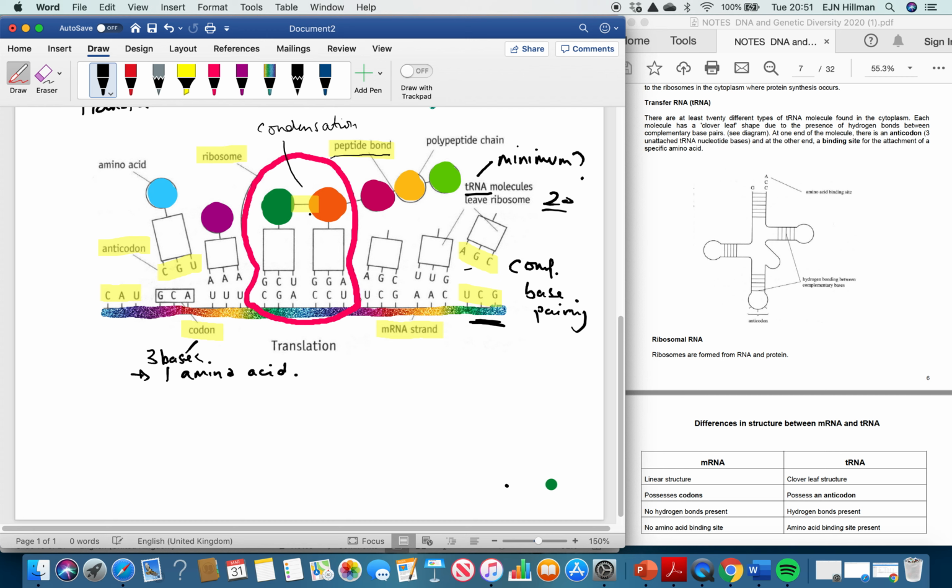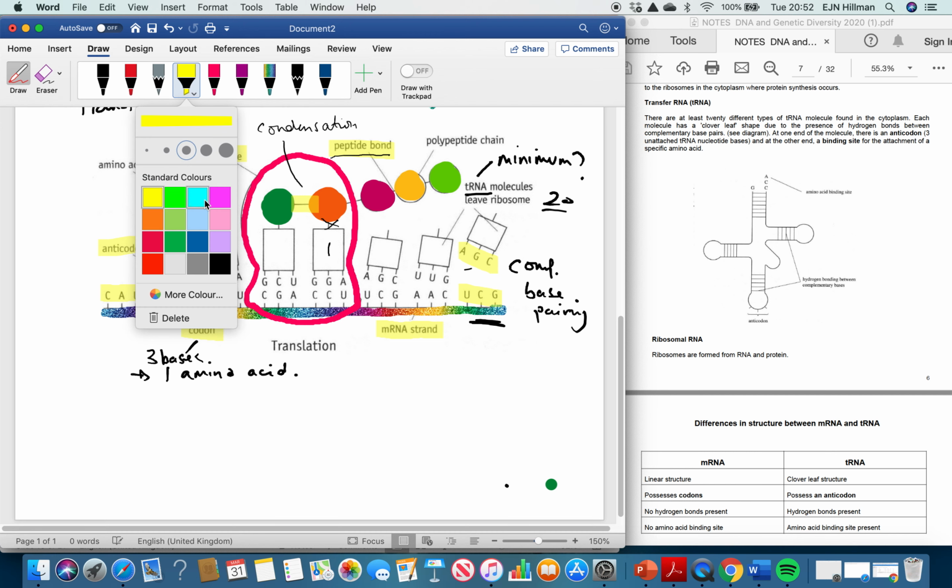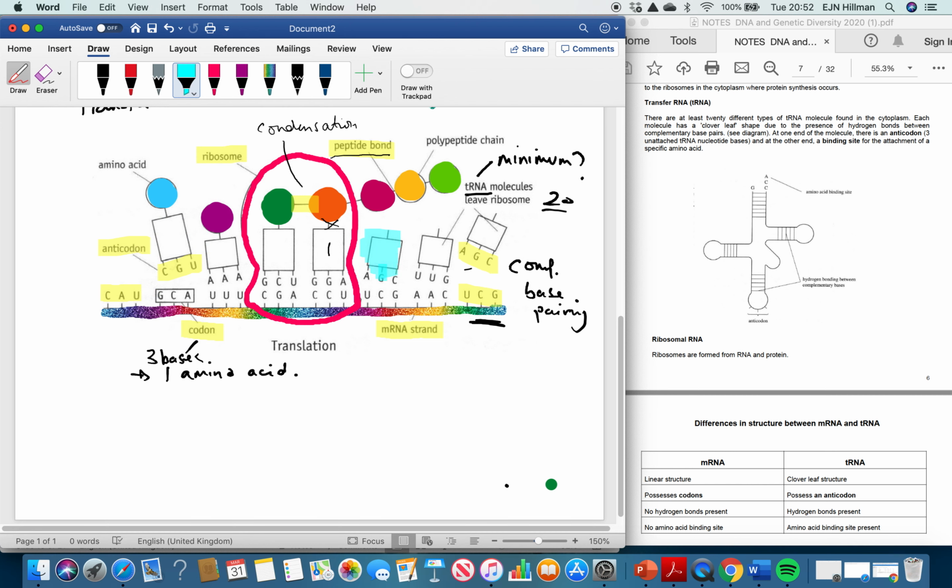Now, once that peptide bond has been formed, this bond here between the tRNA in the first binding site, this bond breaks. And that releases this tRNA molecule. And you can see this one here has already been released, as have these two.